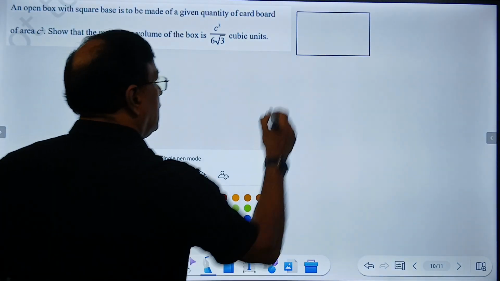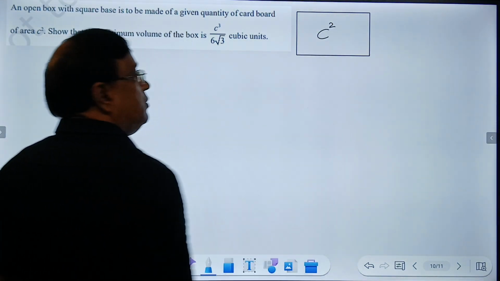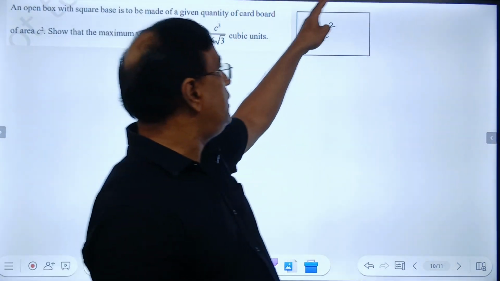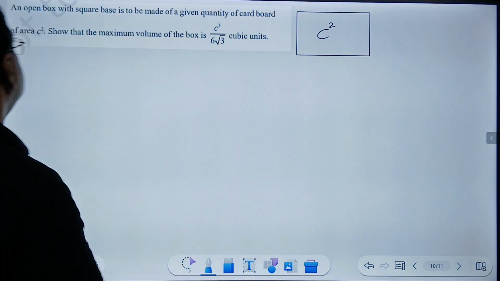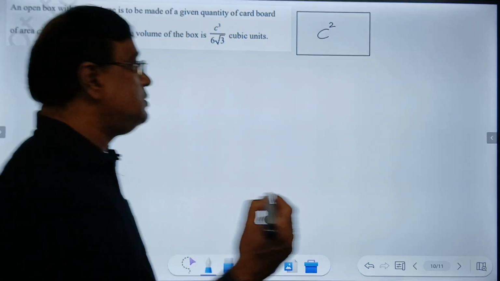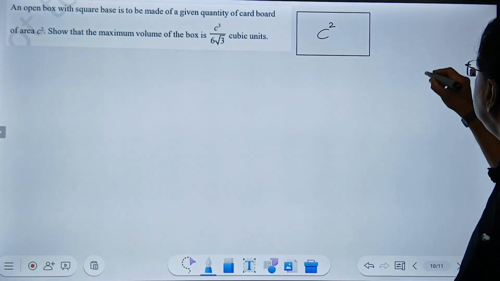And what is the area of the cardboard? C square. Now you are using a scissor and you are cutting in whatever way you want, and you are making an open box. What type of open box? An open box with a square base. So let me create the open box first.